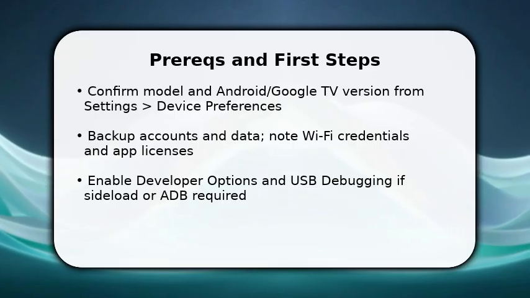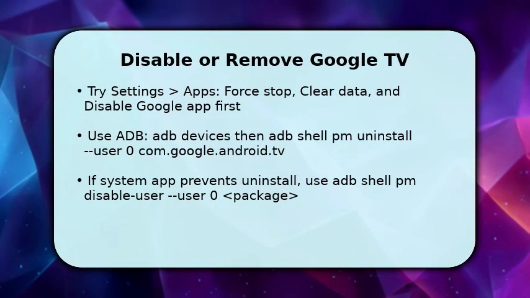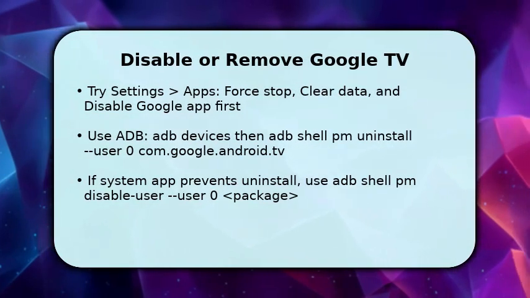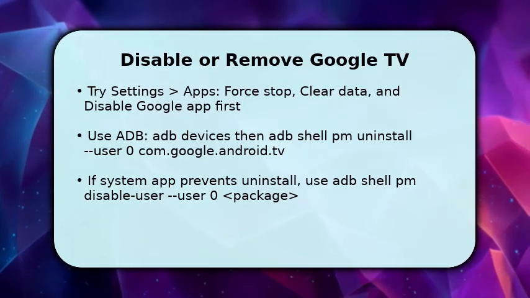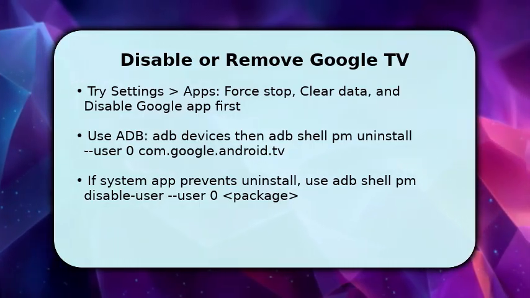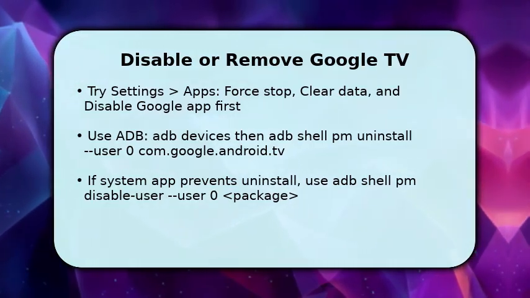You now attempt the least invasive route. Open Settings, go to Apps, select Google TV or Google App, then force stop, clear data, and disable. If that's blocked, connect a computer and use ADB.